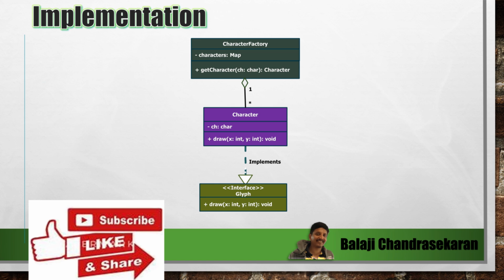The flyweight pattern is a powerful tool for optimizing memory usage and improving performance when dealing with a large number of similar objects. It helps manage the intrinsic and extrinsic state efficiently, making it an essential pattern for resource-constrained environments.